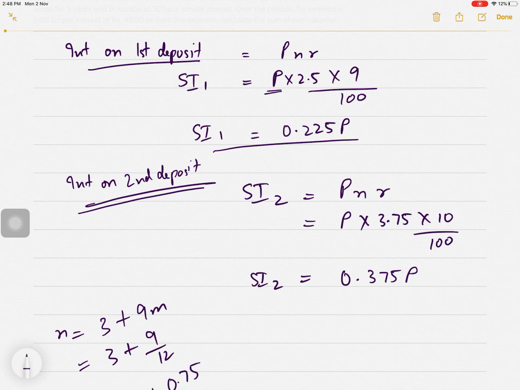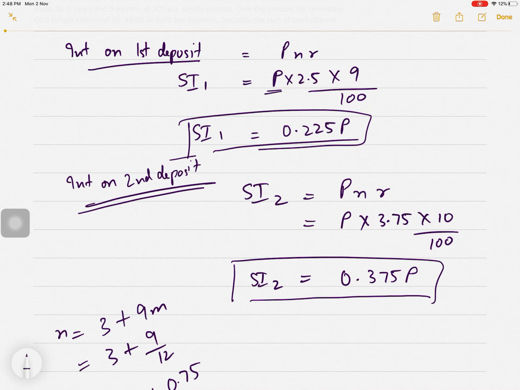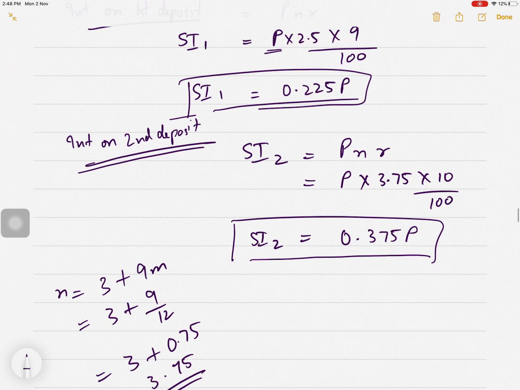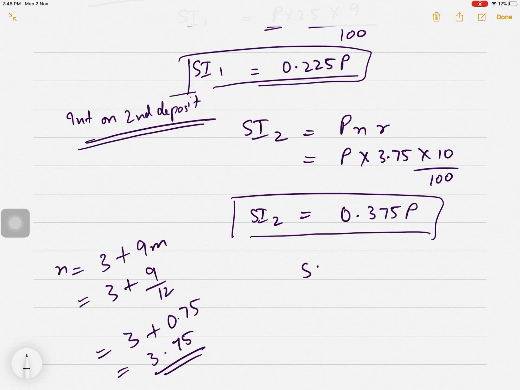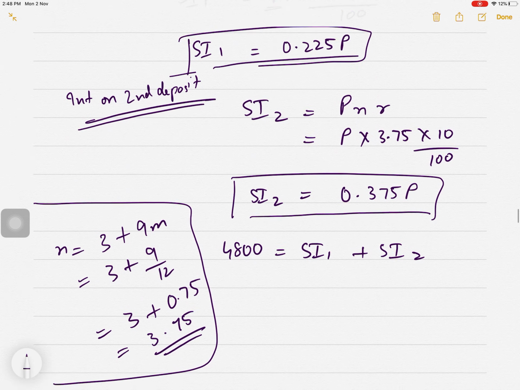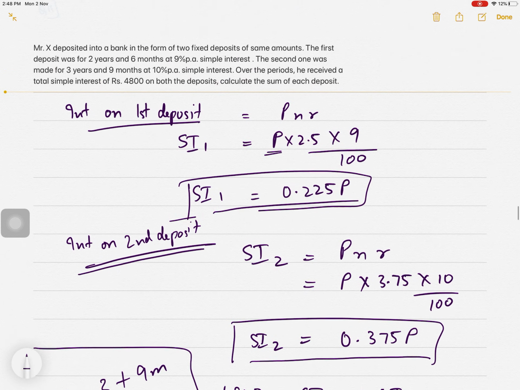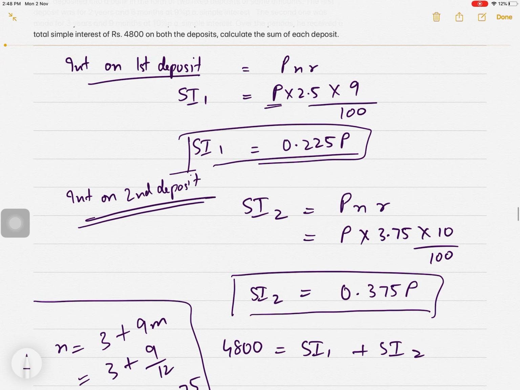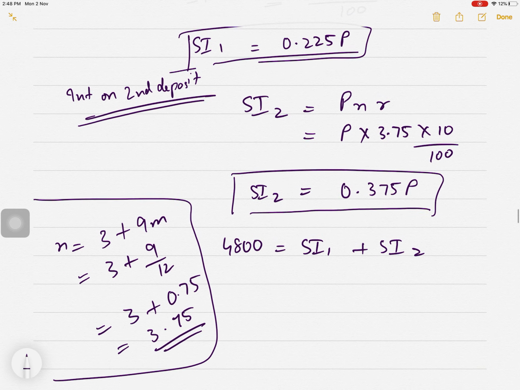Okay, so this is my simple interest 1, this is my simple interest 2. And it is given that total of both the interest is 4,800, right? So simple interest 1 plus simple interest 2 is equal to 4,800. It is given that 4,800 is the total of both the simple interests. Total simple interest is equal to 4,800 on both the deposits.